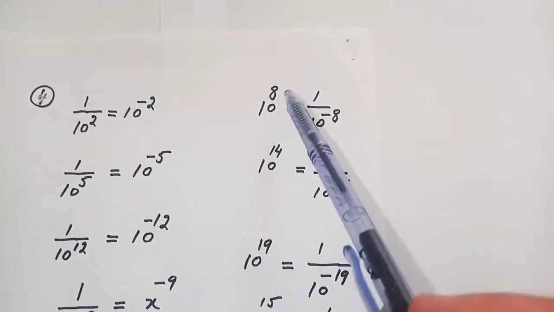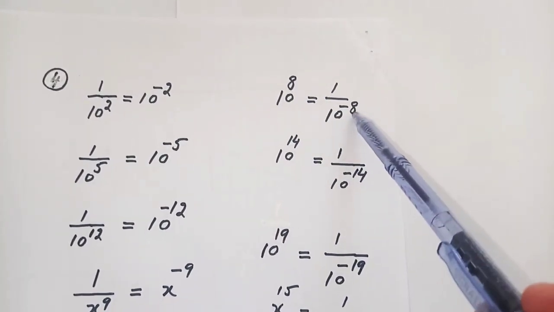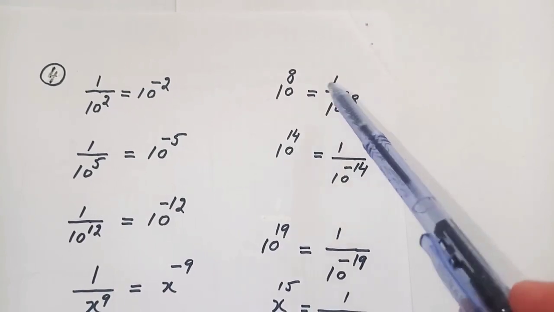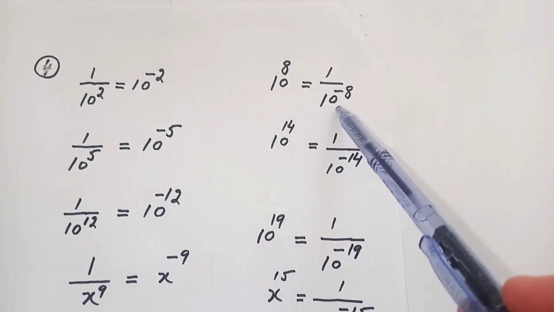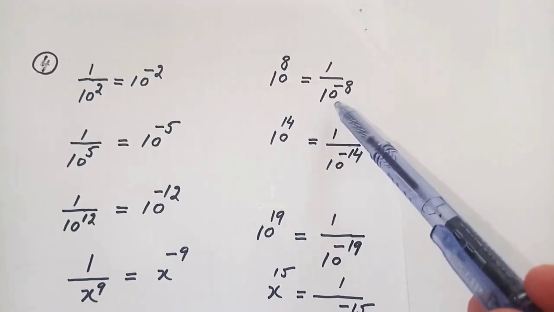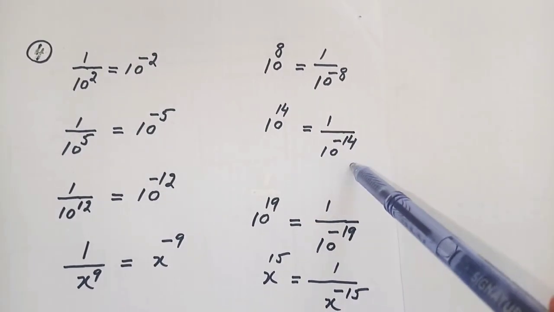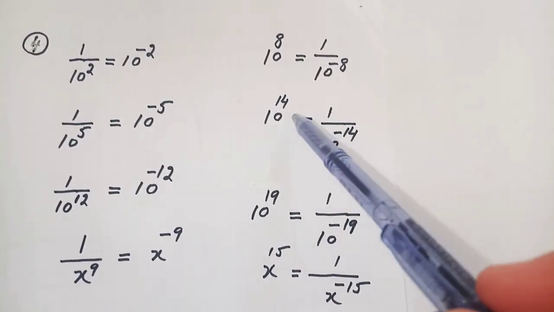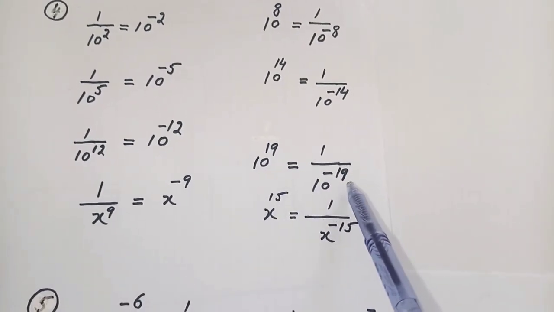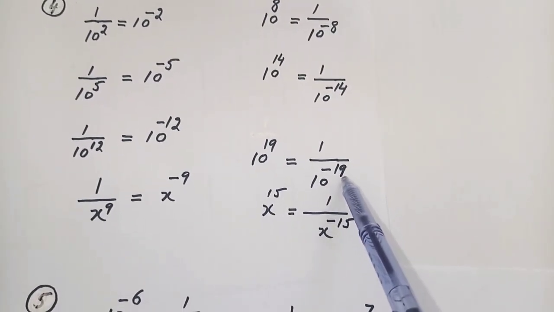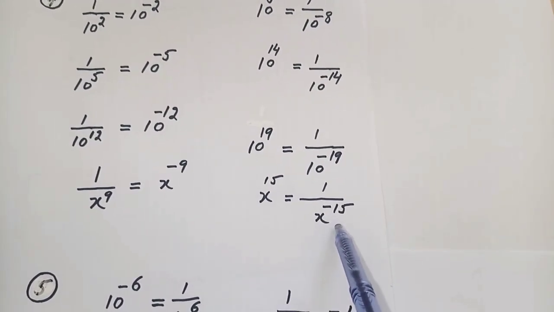Here, if the power is positive in the numerator, then it will become a negative power when we go to the denominator. Here the power is positive 8, but when we shift it to the denominator, it will become negative 8. Here is positive 14 power. When we shift it to the denominator, it will become negative 14. So this is equal to this. Here it is positive. When we shift it to the denominator, it will become negative, minus 19. Here it is 15, but here it is minus 15.